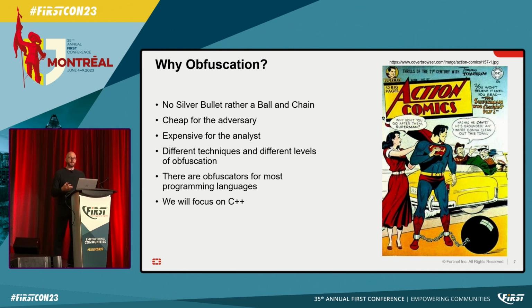However, it's going to cost much more time for the reverse engineer or the analyst to actually figure out what's happening in that malware. And it works on different levels. There are obfuscators for most of the programming languages out there, so whatever criminals are using, they can find an obfuscator ready to be used. Because of our example, which I'm going to introduce in the next slide, we're going to focus on C++.